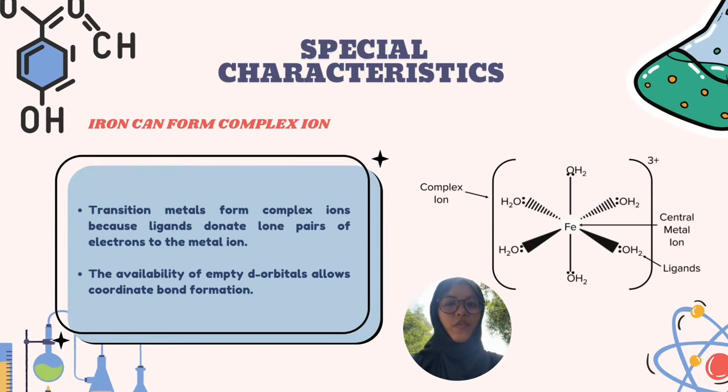Iron in formation of complex ions. Transition metals readily form complex ions because they have empty orbitals and high charge density. Ligands donate lone pairs of electrons to the metal ion to form coordinate bonds. While other metals can form complexes, transition metals form a much wider variety due to their partially filled d orbitals.